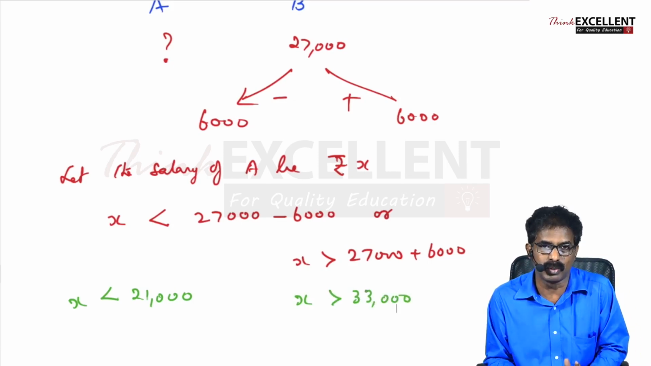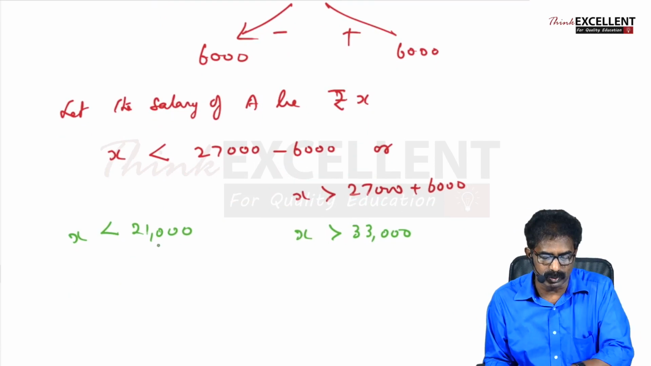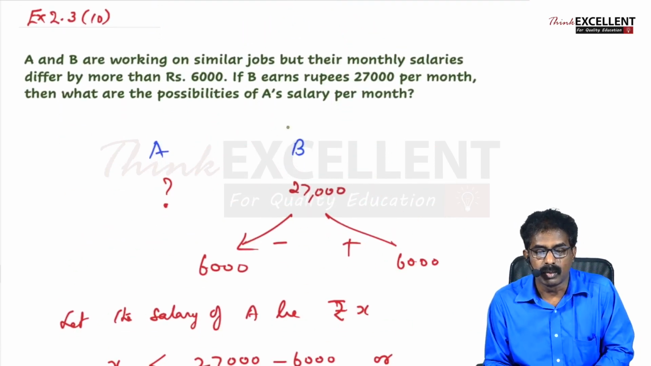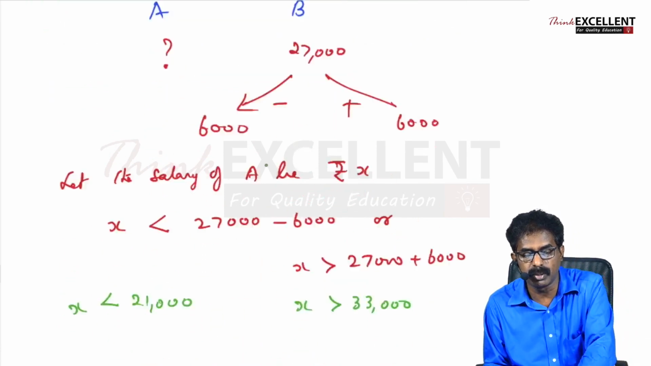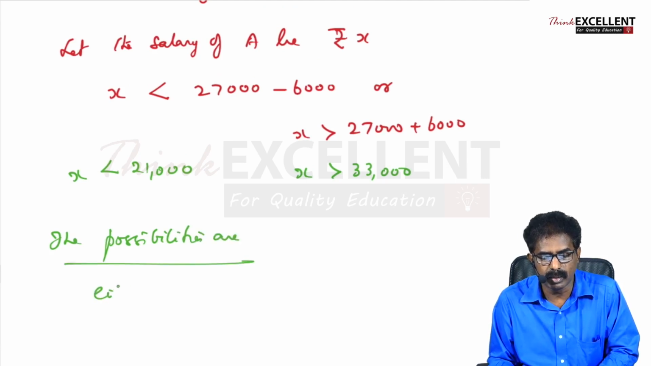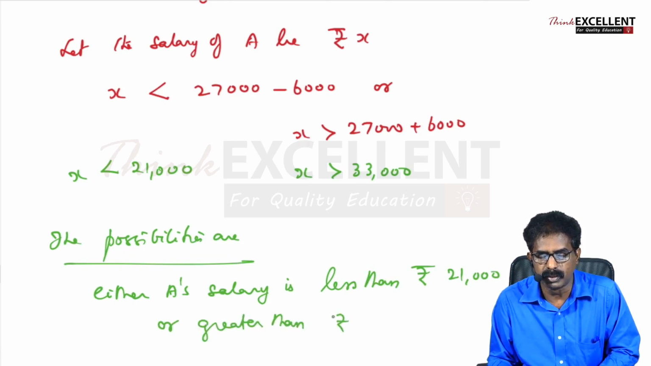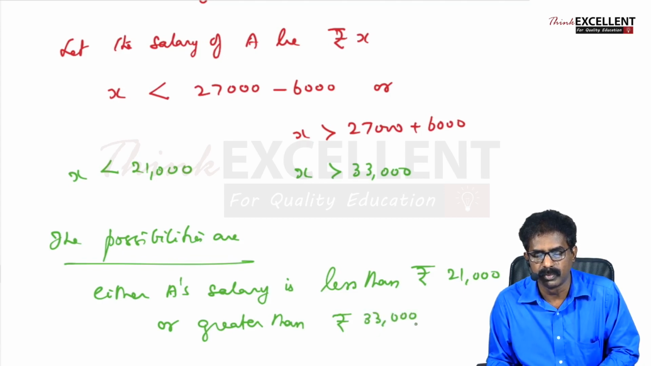Suppose B's salary is 27,000 only, and suppose A's salary is more than 33,000. The difference between the salaries is more than 6,000. Okay, so what they asked here is the possibilities. The possibilities are either A's salary is less than rupees 21,000 or greater than rupees 33,000. So hope you understood.